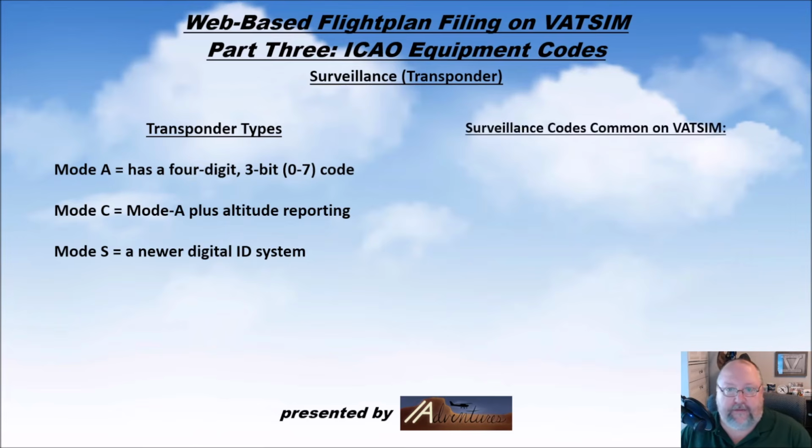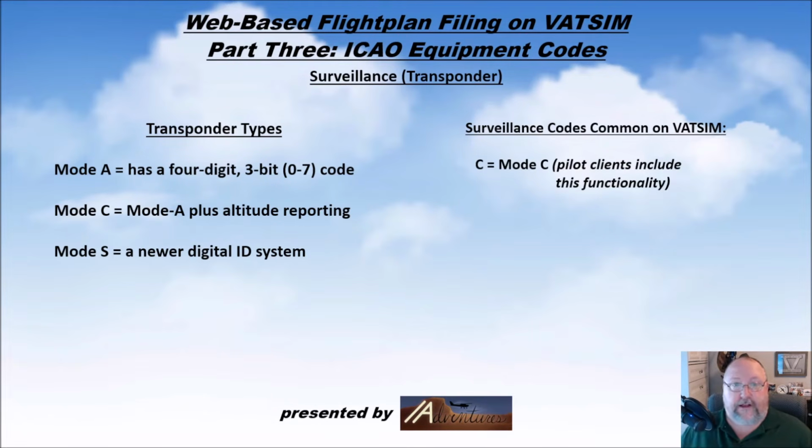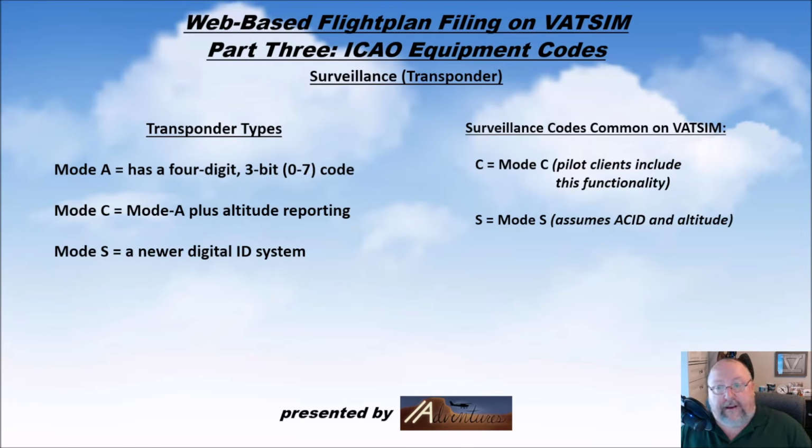So commonly on VATSIM, the codes that you would see in the transponder surveillance equipment type would be C, which would be your Mode C. Pilot clients include this functionality, so even if a Mode C transponder is not modeled in your aircraft, you technically have it on VATSIM by virtue of the pilot client itself that simulates the Mode C functionality. But you could put an S here that would indicate that you have a Mode S transponder, and this assumes a Mode S transponder that has the capability of reporting your aircraft ID and the altitude. Some of them don't have it, but those are not terribly common.